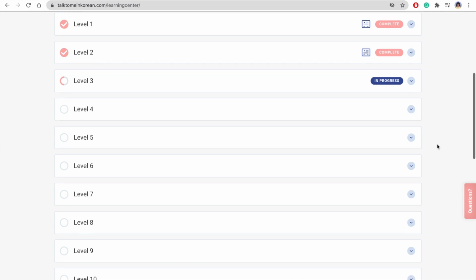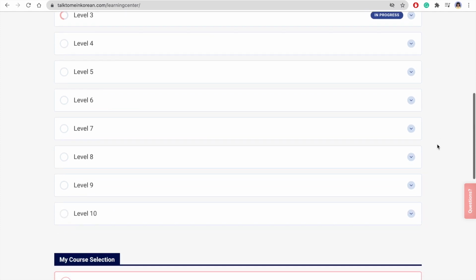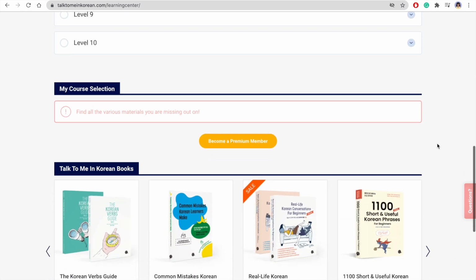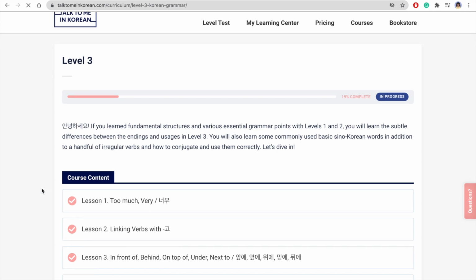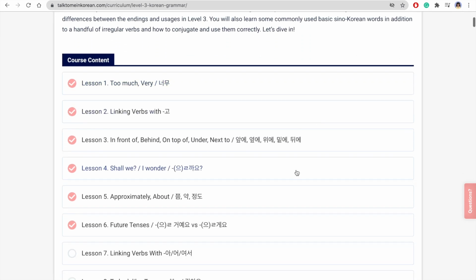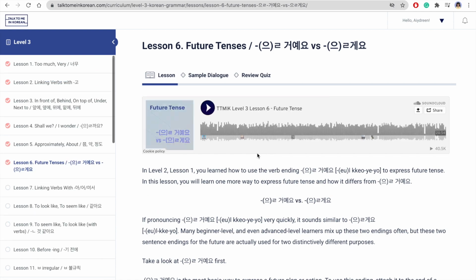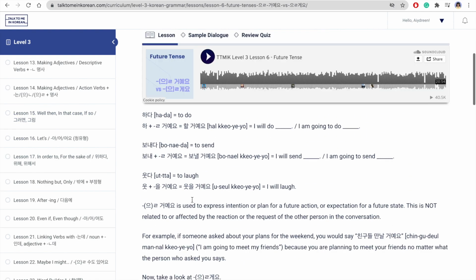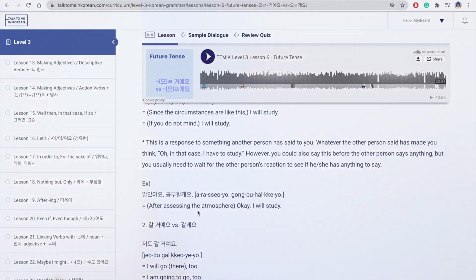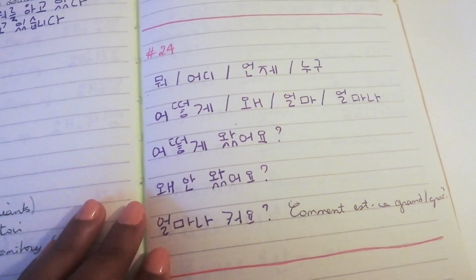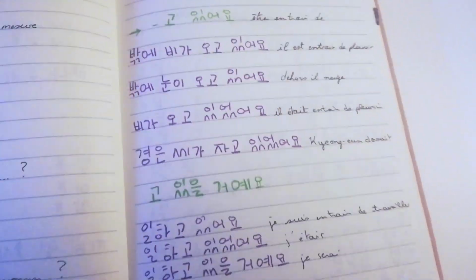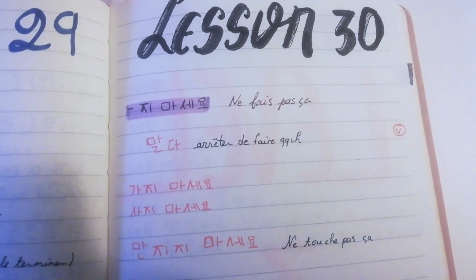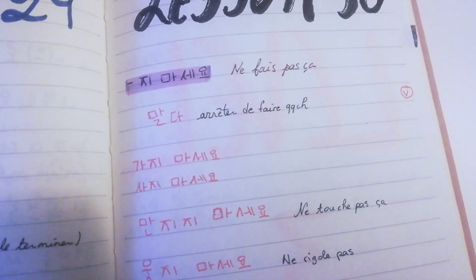TalkToMeInKorean.com is probably the best website. From level 1 to level 3 you are a beginner. From level 4 to level 6 you are intermediate. And from level 7 to level 10 you are advanced. Here you can see again how I take my notes.